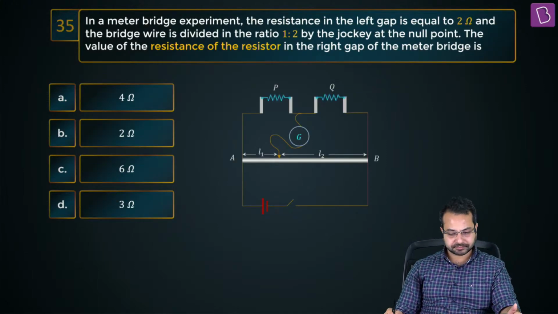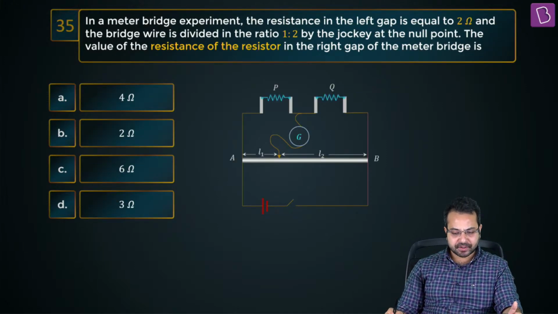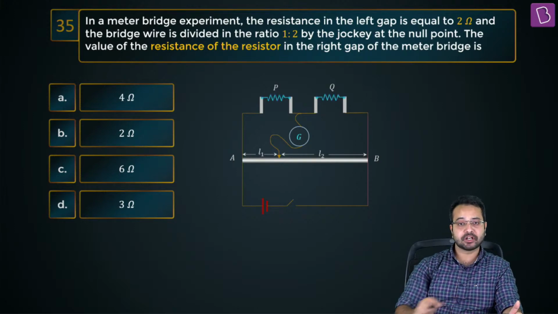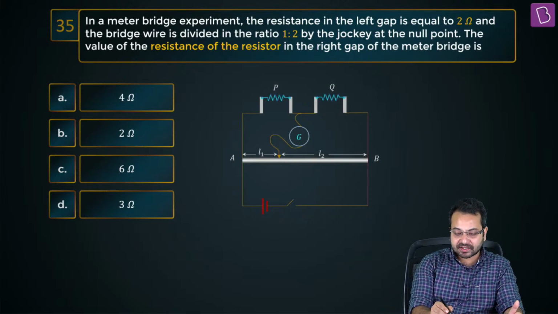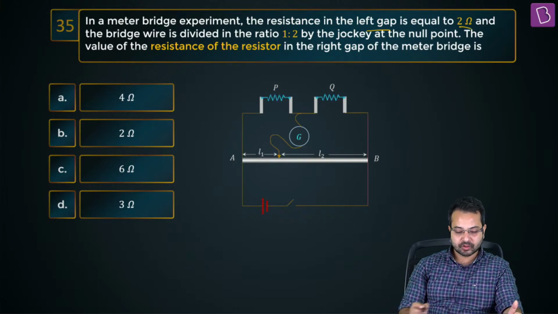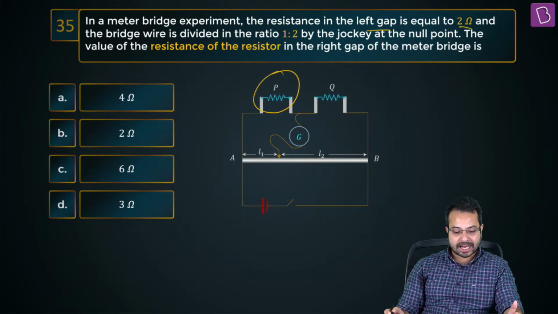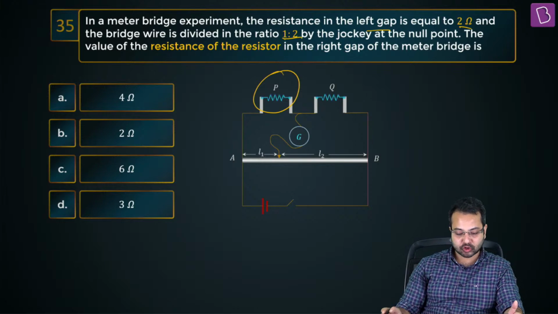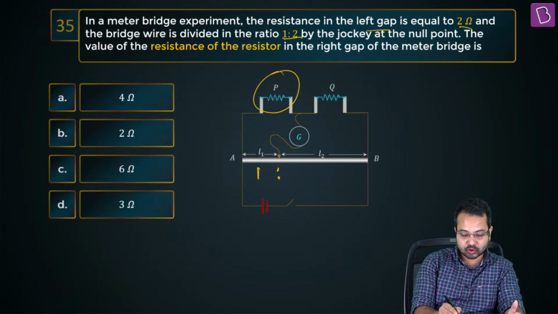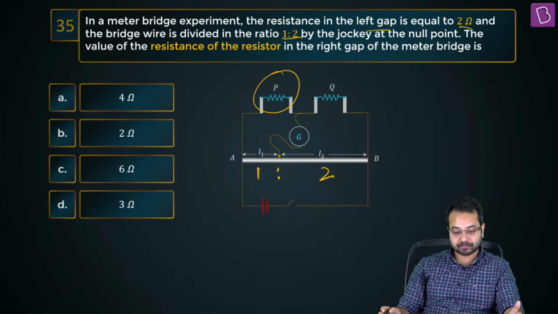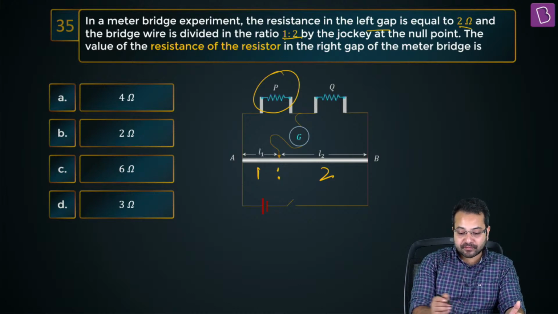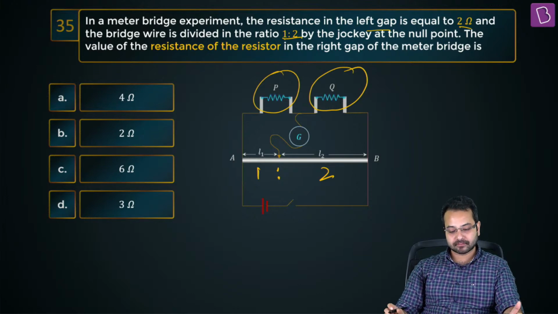Let's move forward. What do we have here? We have a meter bridge experiment. In a meter bridge experiment, the resistance in the left gap is equal to 2 ohm, and the bridge is divided in the ratio 1:2. So the length ratios are 1:2. We have to find out the value of resistance in the right gap.